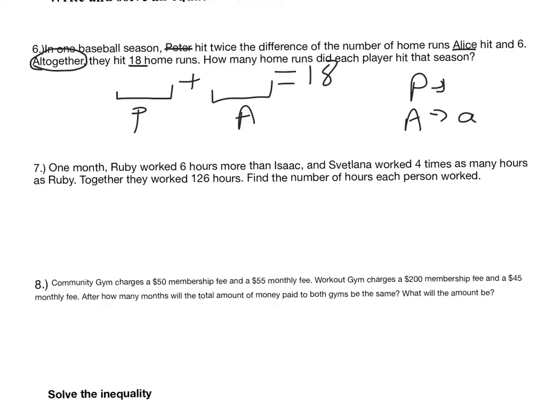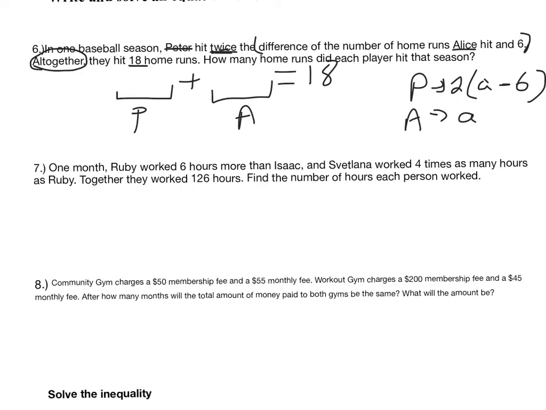What do we know about Peter? Peter hit twice the difference. Now, this is going to be one of your parenthesis words, right? We're multiplying the entire difference by 2. And difference, remember, means subtraction. Now, what are we subtracting? It says the difference of the number of home runs Alice hit. Well, how many home runs did Alice hit? A. And 6. All right? And that's it.